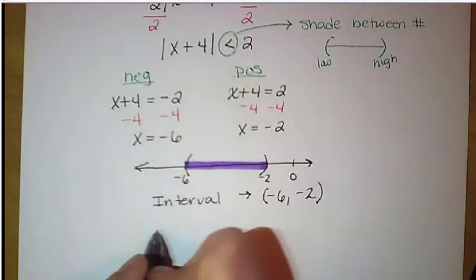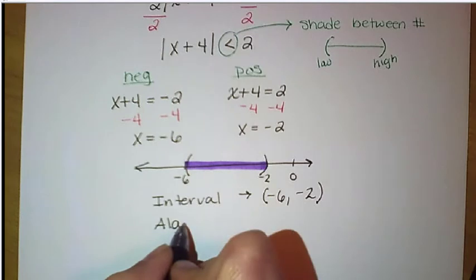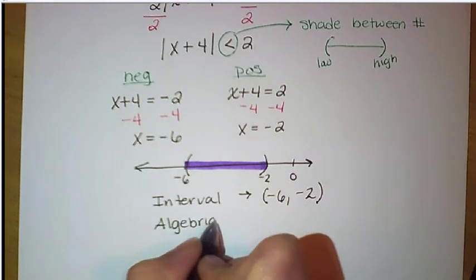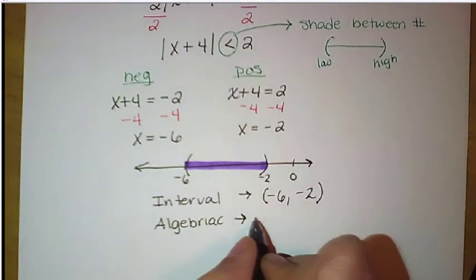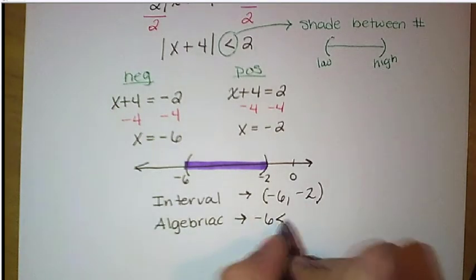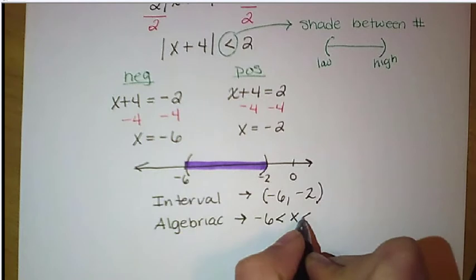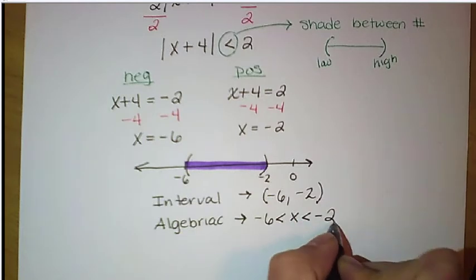And when we do our algebraic statement, it is also going to be one set, and we're going to say it goes from -6 is less than x is less than -2.